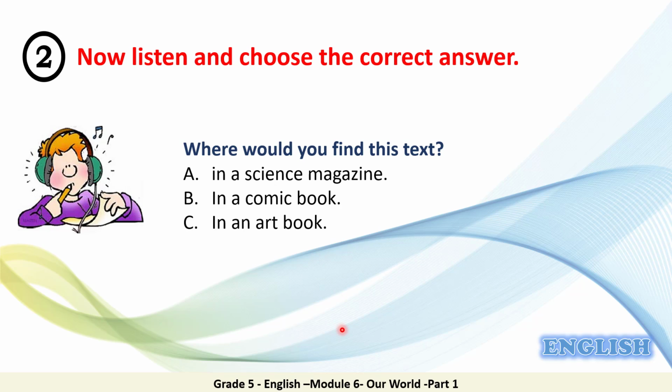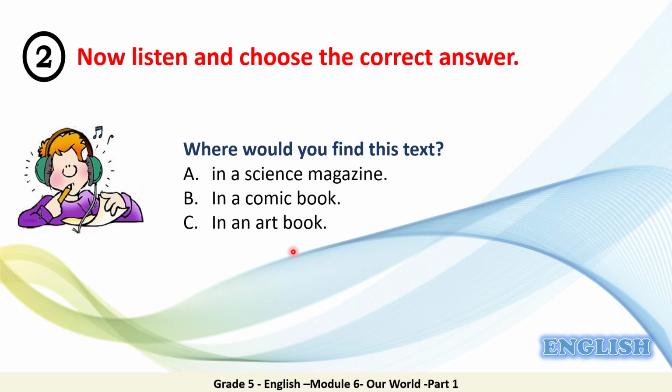Today, crisps are a popular snack all over the world. Now, after we have listened to the text, we made sure that the text is talking about how crisps and post-it notes were invented by accident. Let's now answer this question. Where would you find this text? In a science magazine, in a comic book, or in an art book?